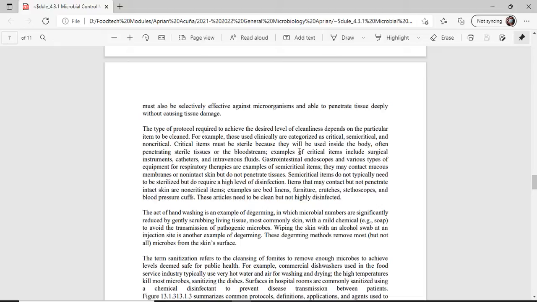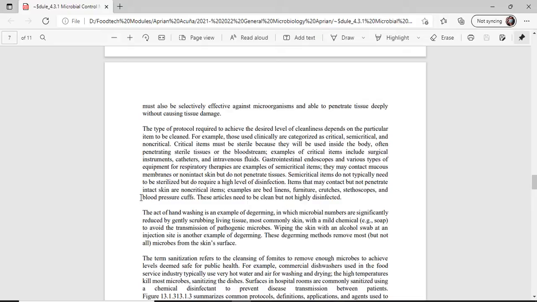Often, these contact sterile tissues and also the bloodstream. Examples of critical items include your surgical instruments, catheters, your intravenous fluids or IV lines. Then you have your gastrointestinal endoscope and various types of equipment for respiratory therapies. Semi-critical items may contact mucous membranes or non-intact skin but do not penetrate tissue. Your semi-critical items do not physically need to be sterilized but require a high level of disinfection. Okay?